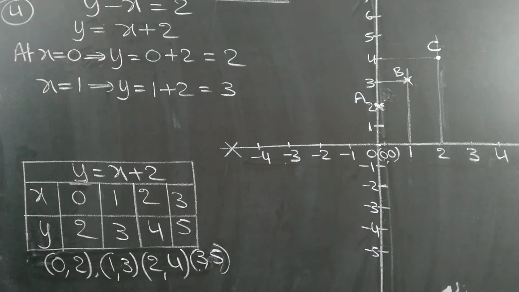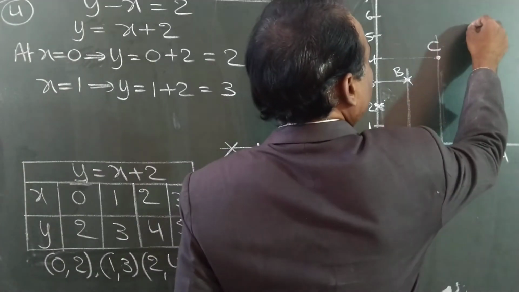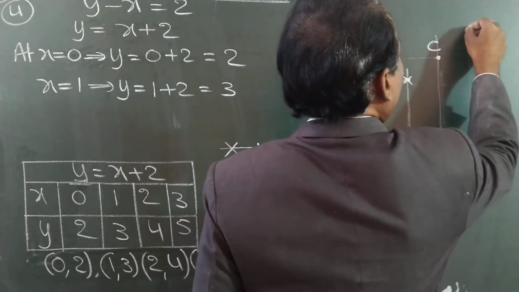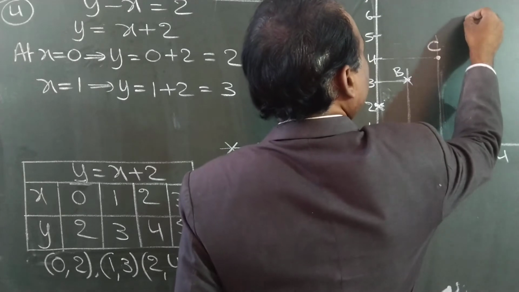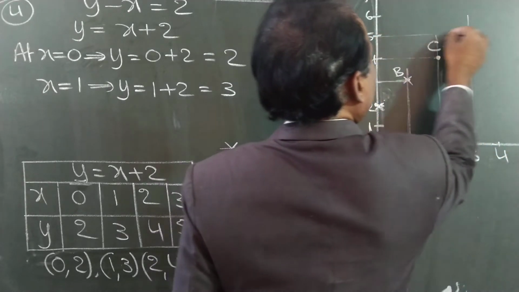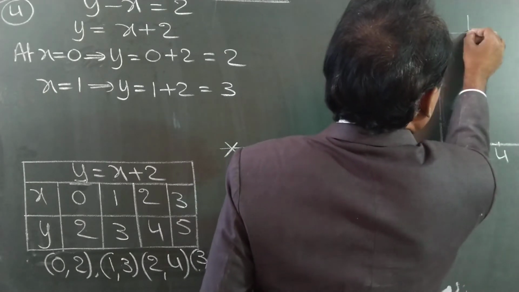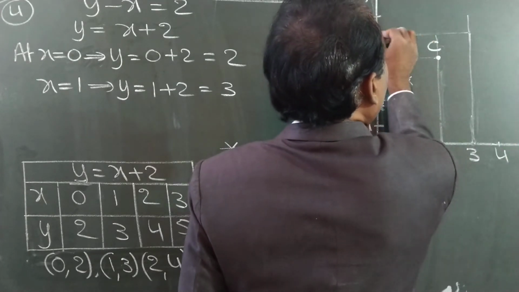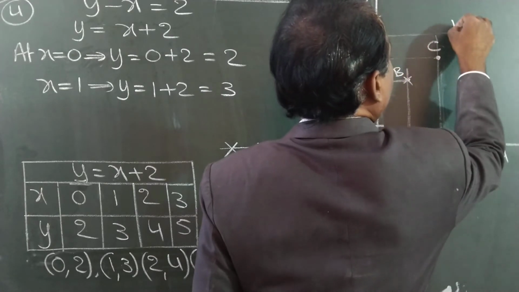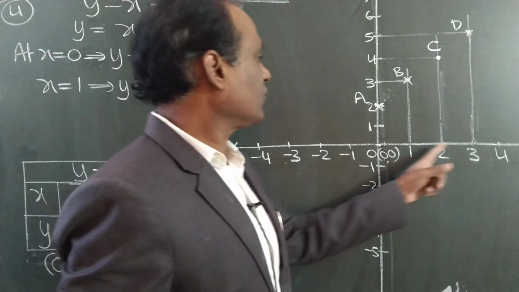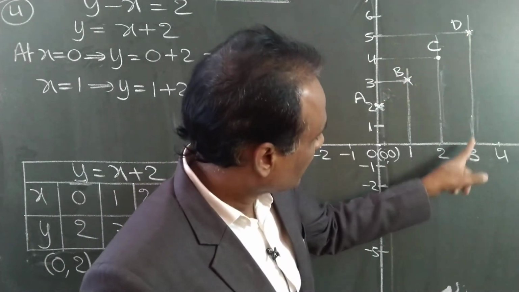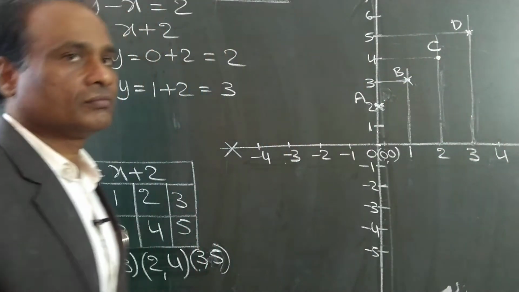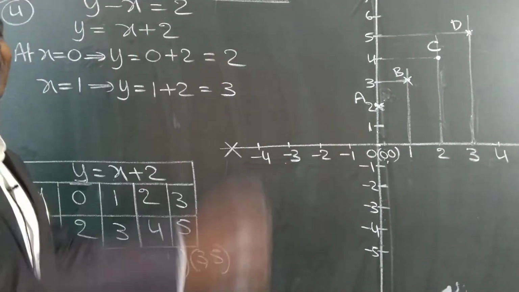Next, 3, 5. x 3, y 5. Over. 4 points I plotted on the Cartesian plane.